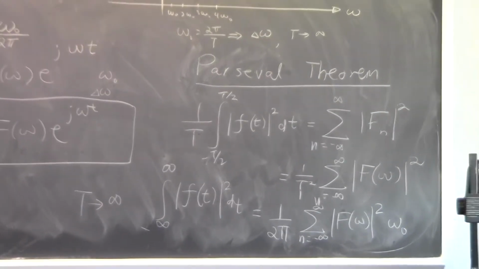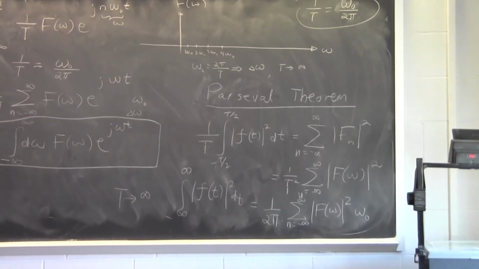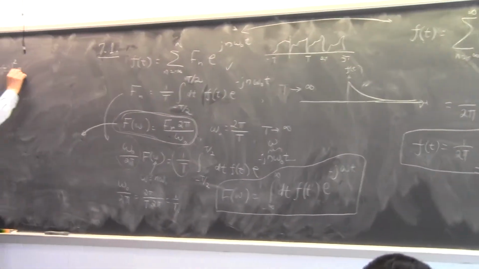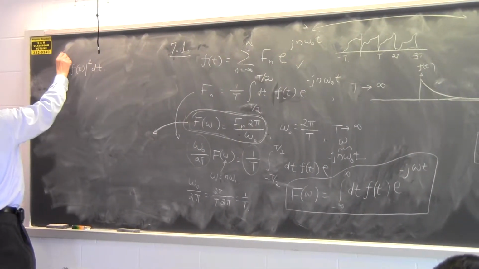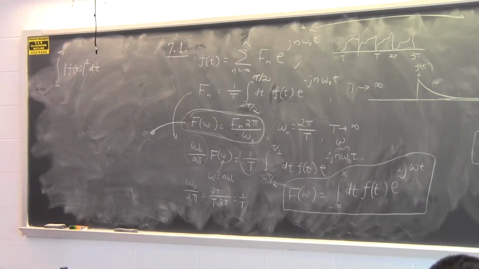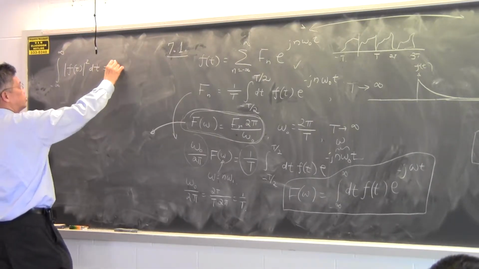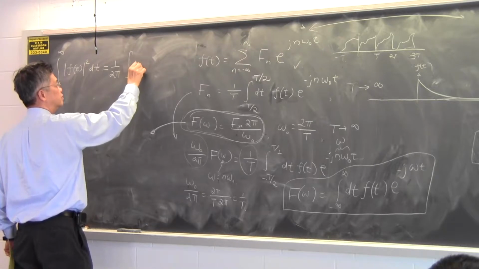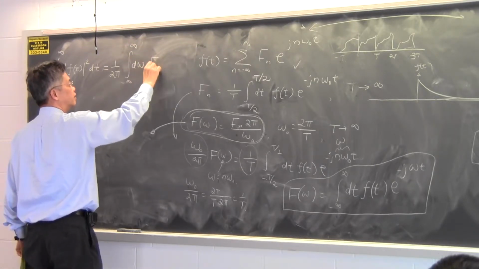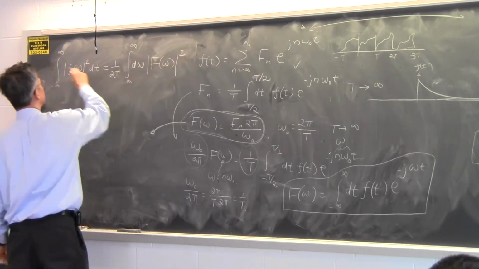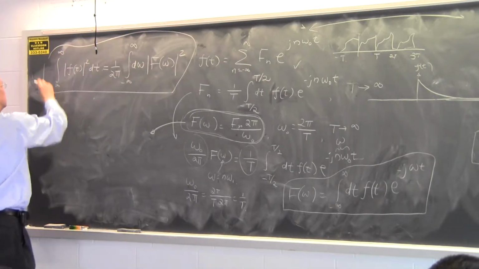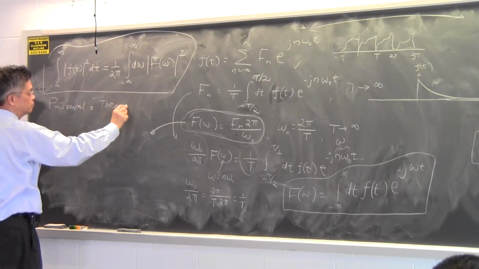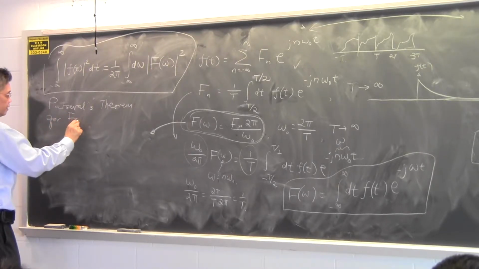So I have the likeness of Parseval's theorem for Fourier transform, which says that if I were to compute the power in a signal, or the power that it has from minus infinity to infinity, it should be equal to 1 over 2 pi, the integral of the same thing in the Fourier space, the Fourier transform. This is Parseval's theorem for Fourier transform.